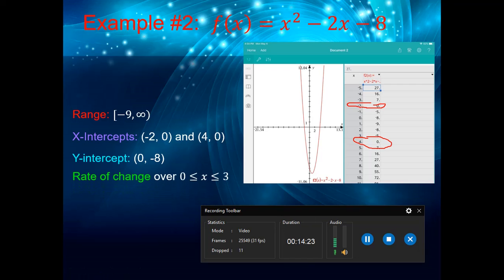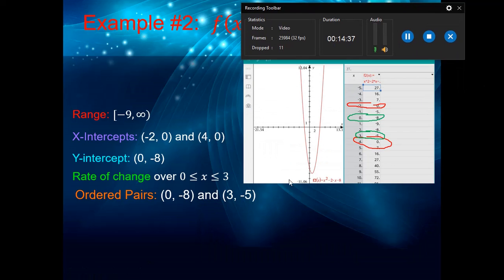The average rate of change is going to be between 0 and 3. So we're using the ordered pairs 0, negative 8, and 3, negative 5. So I'm going to go ahead and use my average rate of change formula. So we have negative 8 minus negative 5 over 0 minus 3. When I finish up with the math, I have negative 3 over negative 3. So I have an average rate of change of 1 in that section.